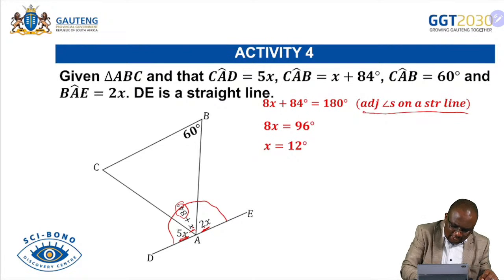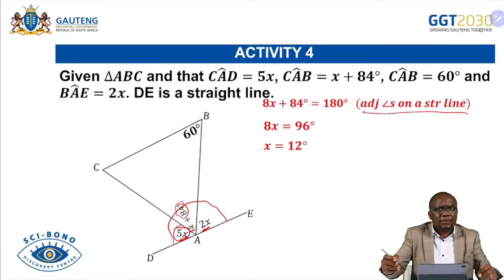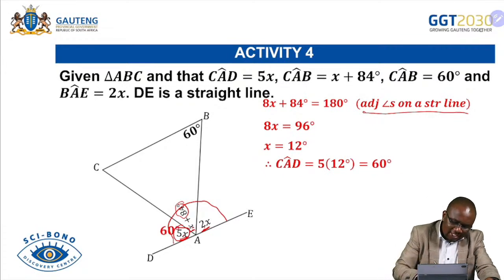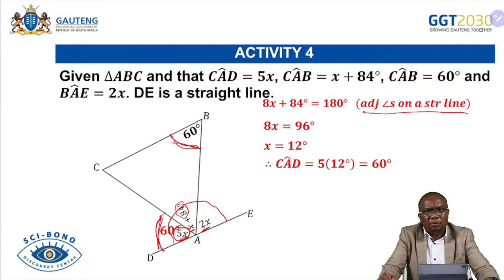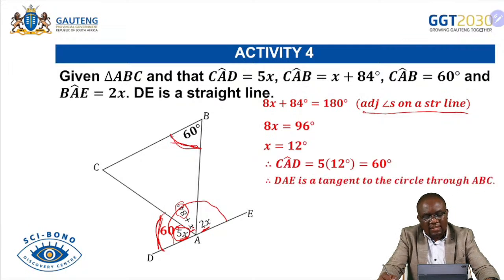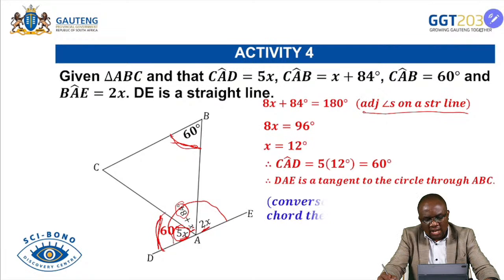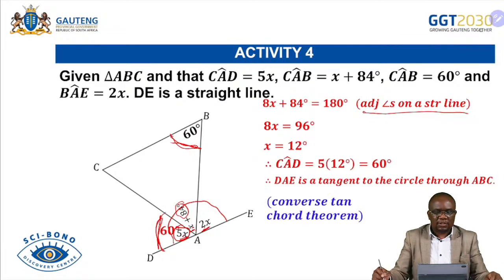Then here, it is 5x. You see that? So it means it's going to be 60 degrees, because 5 times 12 is 60. So this angle here is equal to this angle here. Okay, so we can conclude and say DAE is a tangent to the circle through ABC. Why? Because of the converse of the tan chord theorem. Okay, that is that on the tan chord theorem.